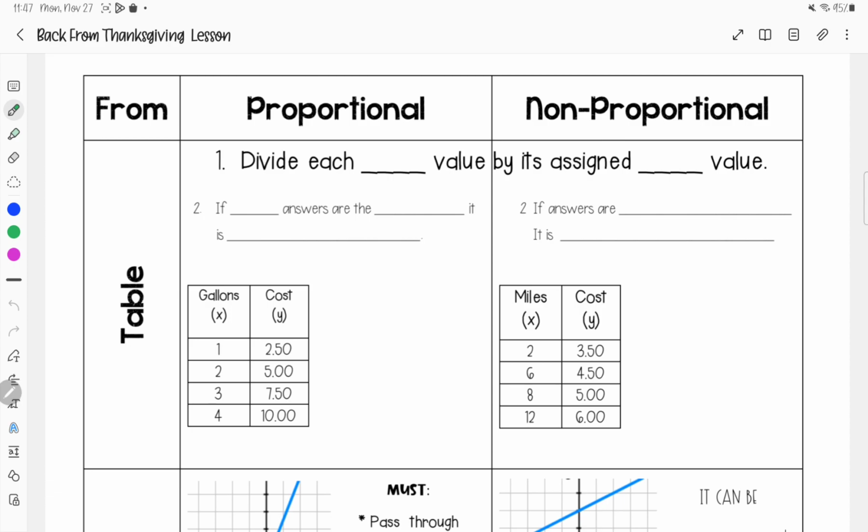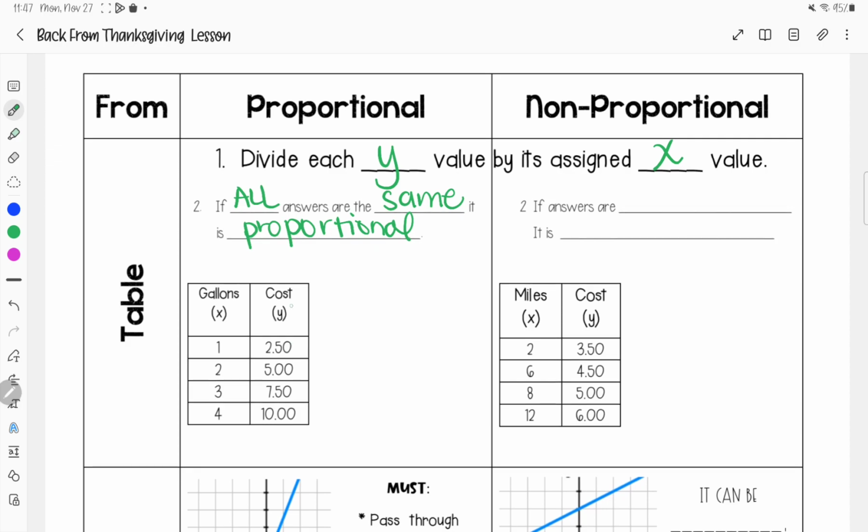So to be proportional, there's a couple of things that we're going to look for. The first step, if it gives you a table, is to divide each y value by its assigned x value. If all the answers are the same or equivalent, it is proportional. So these are our y's. Y's will always be listed second. So we would do 2.5 divided by 1 equals 2.5. 5 divided by 2 equals 2.5. 7.5 divided by 3 equals 2.5. And our last one, 10 divided by 4 equals 2.5. These are all the same.